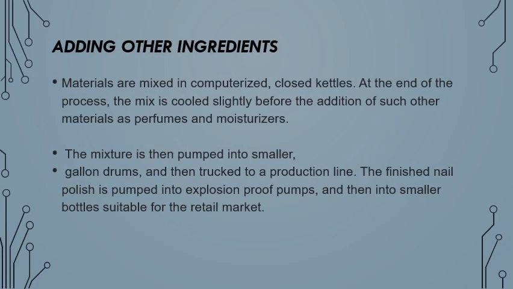Adding other ingredients. Materials are mixed in a computerized closed kettle. At the end of the process, the mix is cooled slightly before the addition of such other materials as perfumes and moisturizers. The mixture is then pumped into smaller drums and then trucked to a production line. The finished nail polish is pumped through explosion-proof pumps and then into smaller bottles suitable for the retail market.